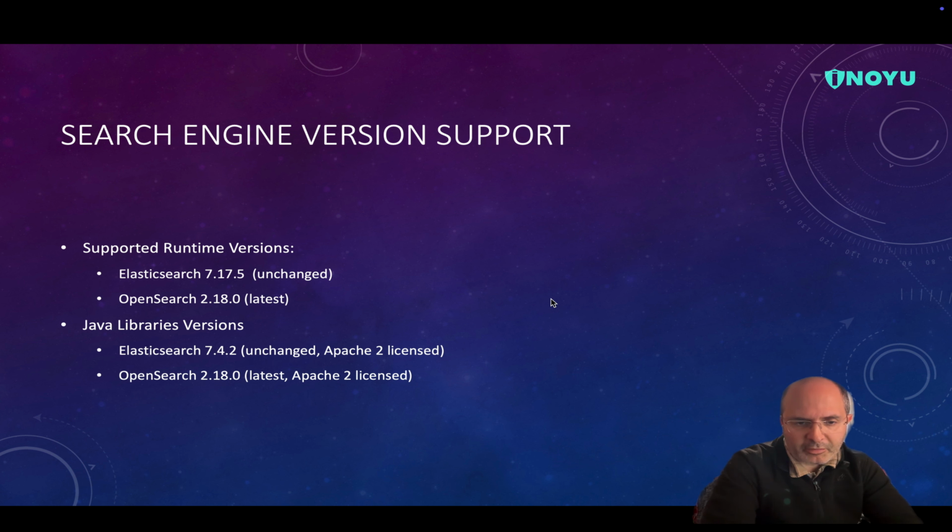On the libraries part, that's very different. We're using the Elasticsearch 7.4.2 library because it's one that's still Apache 2 licensed. We do not have the possibility to use non-Apache 2 licensed or non-Apache compatible licenses inside of Unomi. And for OpenSearch, of course, it's the latest, which is Apache 2 licensed.